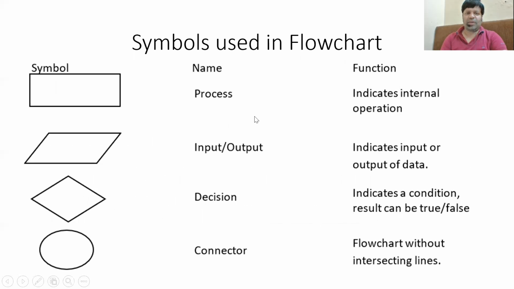This is the list of different symbols that are used in the flowchart. The first is a rectangle shape. As you can see here, it represents a process. So what is a process? Basically any type of operation that you perform, like A is equal to B plus C. This is an arithmetic operation or a process that we are performing.